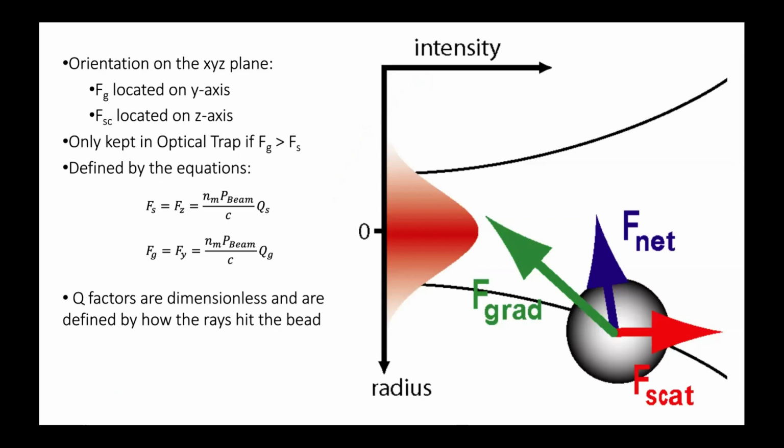Okay, and to sum it up, to reiterate, the scattering force is located downward along the z-axis. The gradient force is located in the y-axis towards the center of the beam. And the only way for a particle to remain in an optical trap is if the gradient force is greater than the scattering force. And we define the forces as shown in the slide, where we say that Q factors are the dimensionless factors that are dependent on the angle of incidence of the ray as it hits the bead.